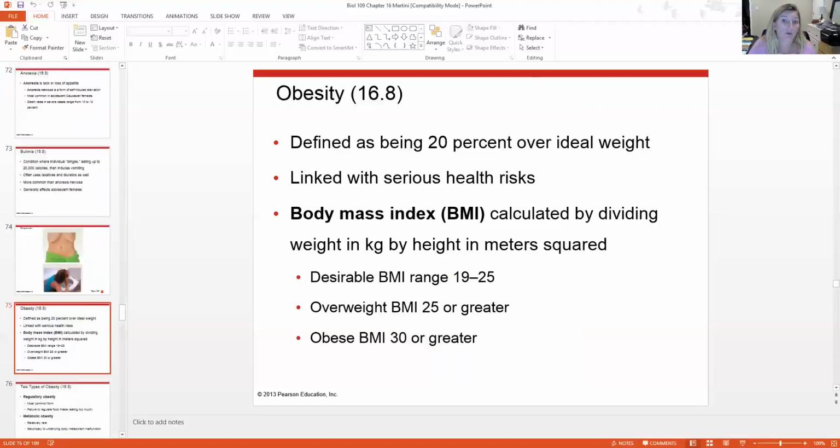There's obesity, which is defined as being 20% over your ideal weight. It's linked with serious health risks. Your body mass index can be calculated by dividing your weight by your height squared. If you've never calculated your BMI, just Google BMI calculator and type in your numbers, and it will even tell you if you're within these particular numbers. So if you're within the range of 19 to 25, then you're at a very healthy weight. If you're overweight, then you're 25 or over, and if you have a BMI of 30 or more, then you're considered obese. If you're under 19, then you're underweight. That isn't listed on here.